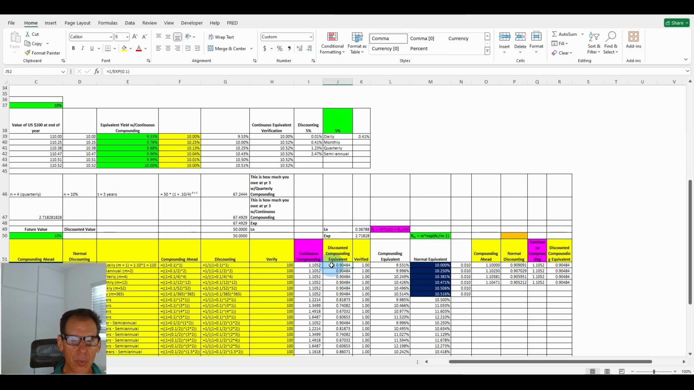Don't mix up the two. Discounting equivalent is not the same as compounding equivalent. That's why this rate is the same for this 1 year period. Why? I'll give you an answer later. Then you have the continuous compounding equivalent. Then we have the normal equivalent. So I do this a couple times just for practice. And this is all about the formulas.